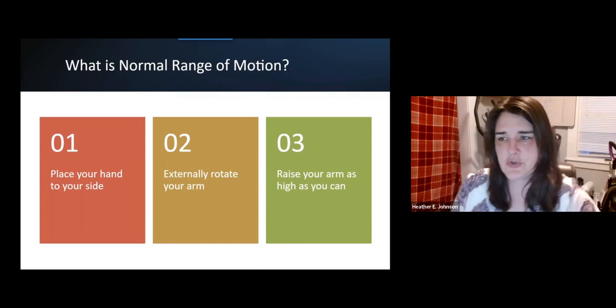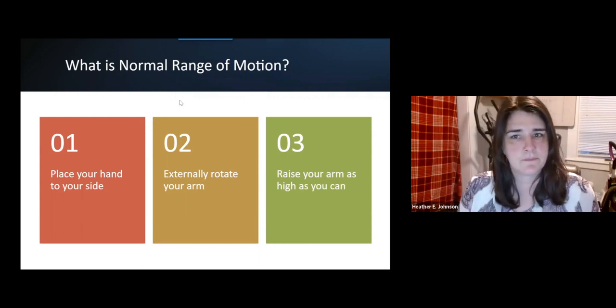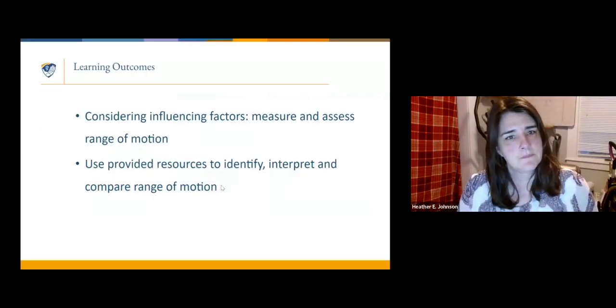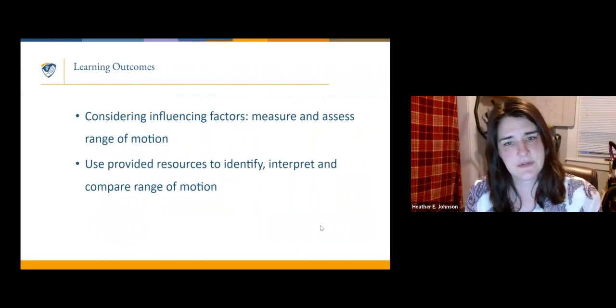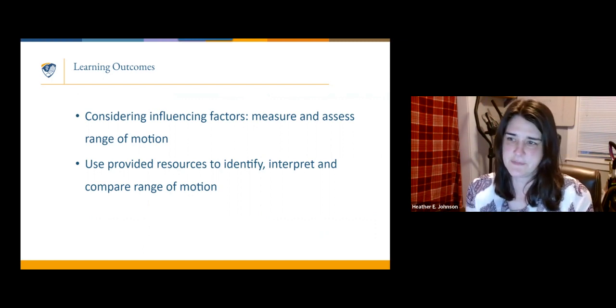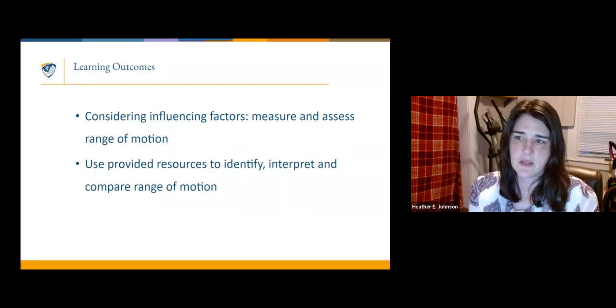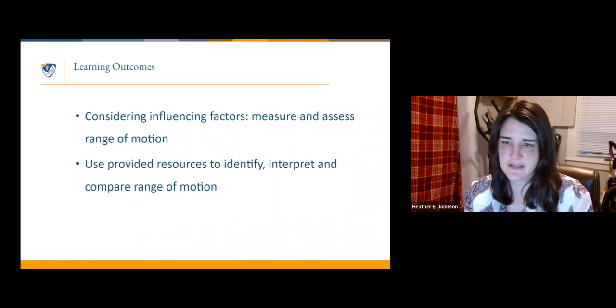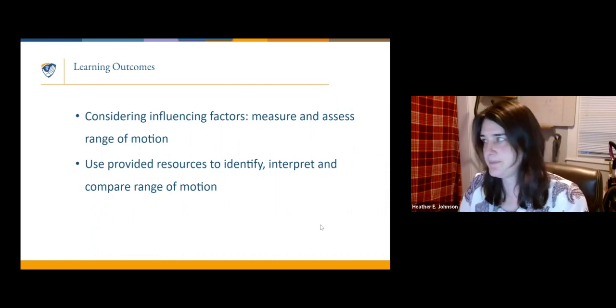How do you know if your range is normal? Today's learning outcomes include considering influencing factors, measure and assess range of motion, and use provided resources to identify, interpret, and compare range of motion.